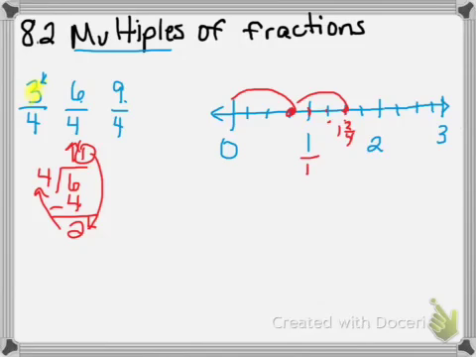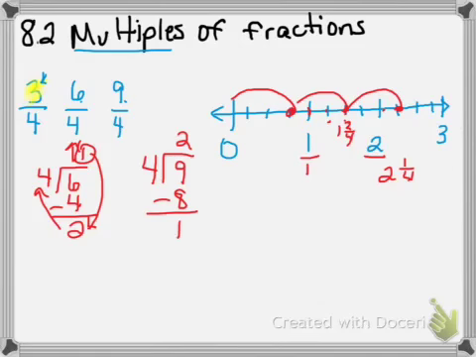Then I'm going to jump again. I'm going to go 3/4 again. 1, 2, 3. Now I'm at 2 and 1/4. Well, let's make sure. 9/4. 4 goes into 9 2 times. Subtract, 1, 2, and 1/4. So these are multiples. I'm jumping each time 3/4, just like if I was doing a line plot and I was going multiples of 3.